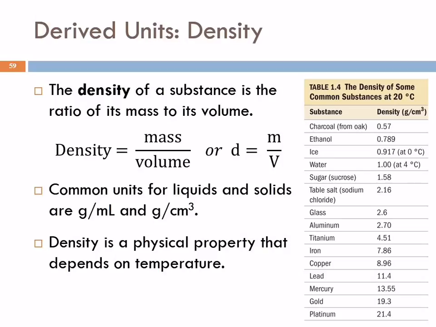Another derived unit is density. The density of a substance is the ratio of its mass to its volume. So we can express this in equation form. Density equals mass divided by volume, or shortened D equals M over capital V. Common units for liquids and solids are grams per milliliter and grams per cubic centimeter. Cubic centimeter is usually used for volumes of solids, and milliliters is usually used for volumes of liquids. But a cubic centimeter and a milliliter are exactly the same size.